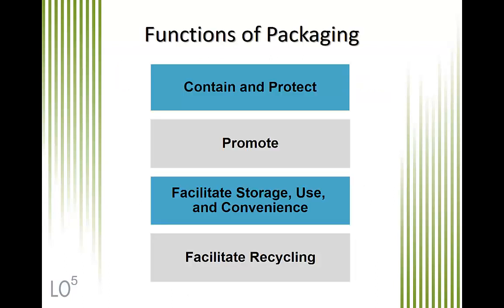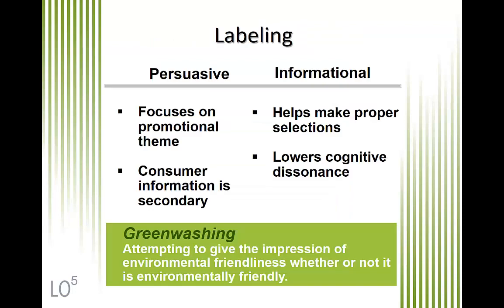The four most important functions of packaging are to contain and protect the product, promote products, facilitate storage, use, and convenience, and facilitate recycling and reduce environmental damage. Package labeling takes one of two forms, persuasive or informational. Persuasive labeling focuses on a promotional theme, and consumer information is secondary. Informational labeling helps customers make proper selections, and it also lowers cognitive dissonance. Greenwashing is attempting to give the impression of environmental friendliness, whether or not it is actually environmentally friendly.